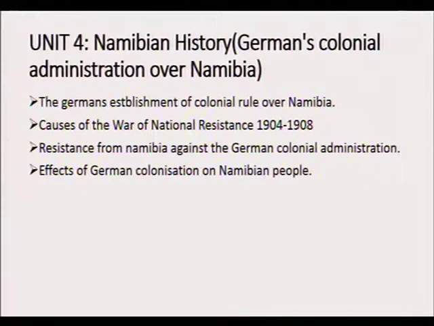Unit 4, it's about Namibian history, the Germans' colonial administration over Namibia. So the topics to be considered here are the Germans' establishment of colonial rule over Namibia, causes of a war of national resistance from 1904 to 1908, resistance from Namibians against the German colonial administration, and the effects of German colonization on Namibian people.